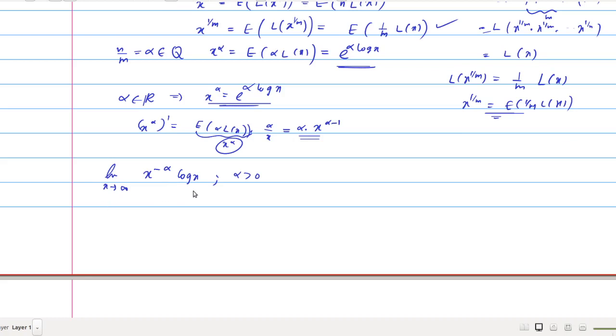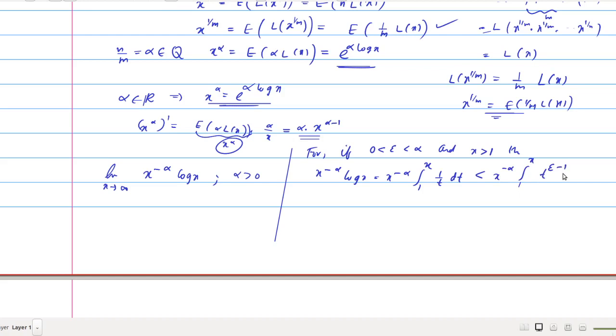For this we consider epsilon with 0 less than epsilon less than alpha, and x greater than 1. Then what is x raised to minus alpha log x? That is x raised to minus alpha times, by definition, the integral from 1 to x of 1 by t dt, but this is less than x raised to minus alpha times the integral from 1 to x of t to the power epsilon minus 1.